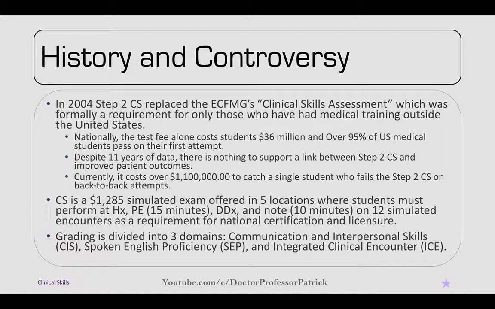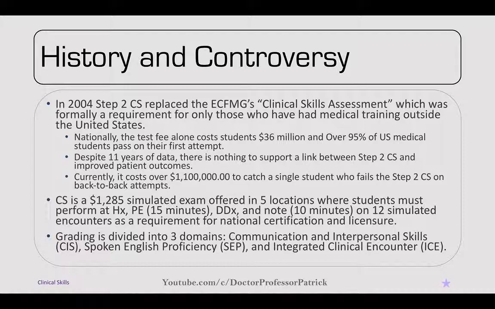So if you kind of hash out the data, it costs about $1.1 million to catch a single student who fails the CS on back-to-back attempts. So it's not a very good predictor. And then despite having 11 years of data, there's nothing to support a link between Step 2 CS and improved patient outcomes.